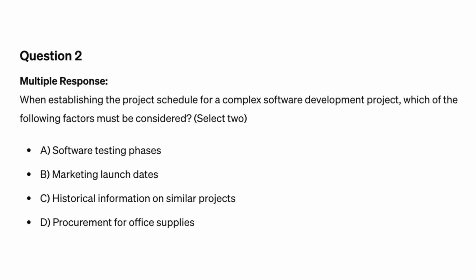Question 2. When establishing the project schedule for a complex software development project, which of the following factors must be considered? Select 2. A. Software testing phases. B. Marketing launch dates. C. Historical information on similar projects. D. Procurement for office supplies.